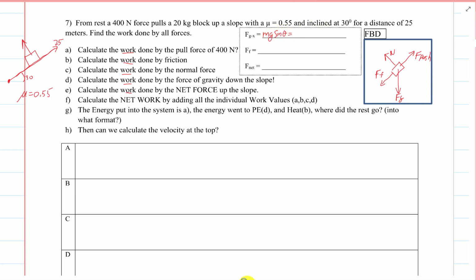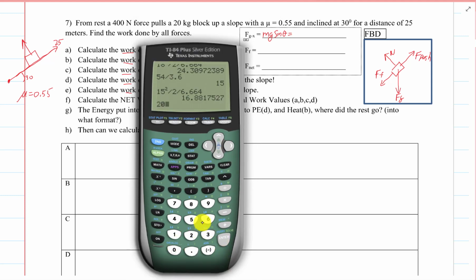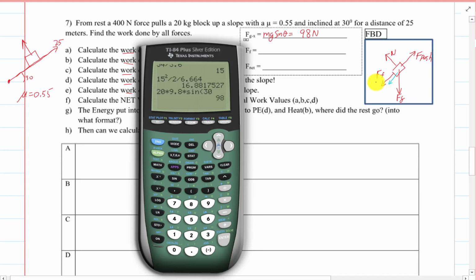Okay, and I'm just going to do that right here. The mass of this object is 20 kilograms, so 20 times g, 9.8, times the sine of 30, and that is 98 newtons. So the force of gravity pulling this 20 kilogram object down the incline, that's the force of gravity in the x direction, and I'm not drawing it in my free body diagram because that would be wrong. Once again, drawing this component of the gravity would be wrong. You're not drawing components in a free body diagram.